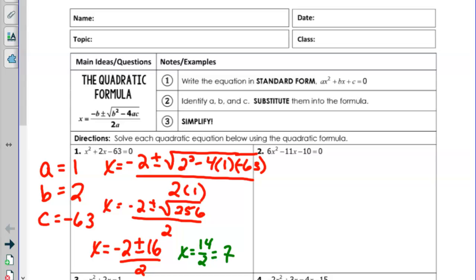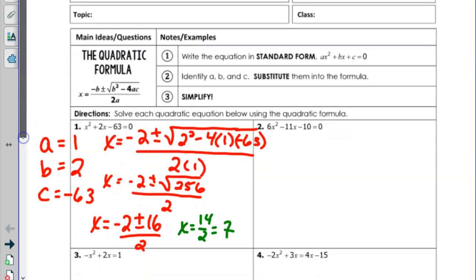And then separately, you're going to do the minus. You have negative 2 minus 16, so negative 18. Negative 18 divided by 2 would give you? So the two values are 7 and negative 9.